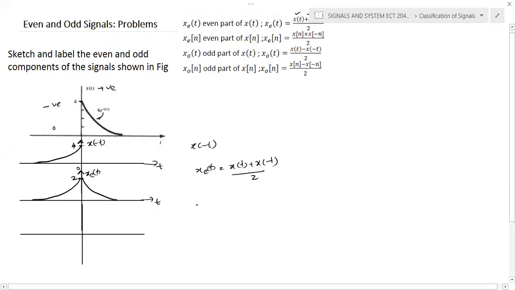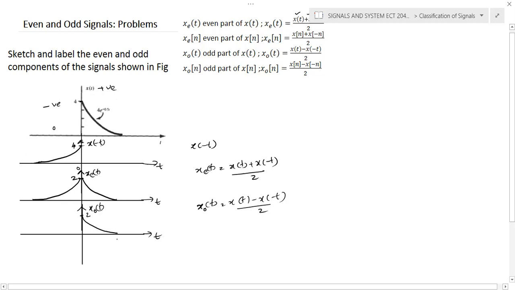Now for the odd signal, you can calculate x of t minus x of minus t, divided by 2. We'll get an approximate graph like this. The waveform is an exponentially decaying signal. On the positive side, the other signal is 0, so you'll get the exponential signal minus 0. So the amplitude will be the same as the previous case. Maximum you will get 2.